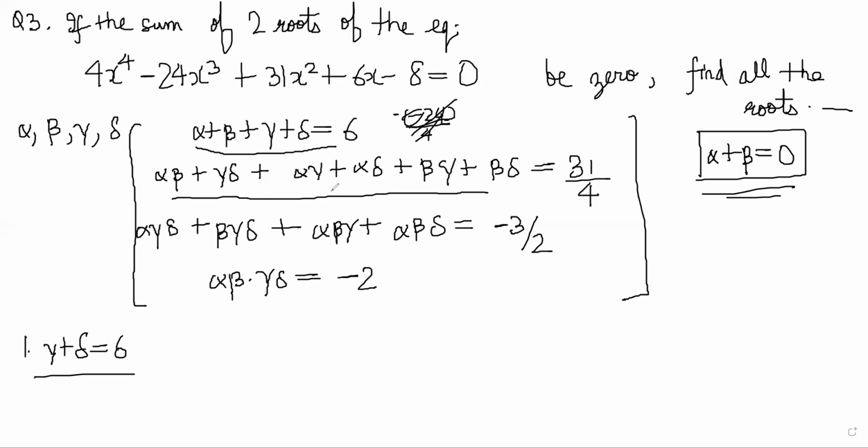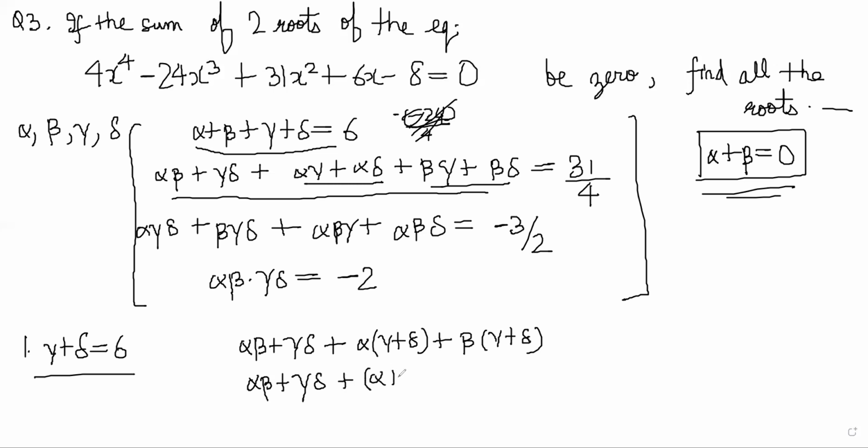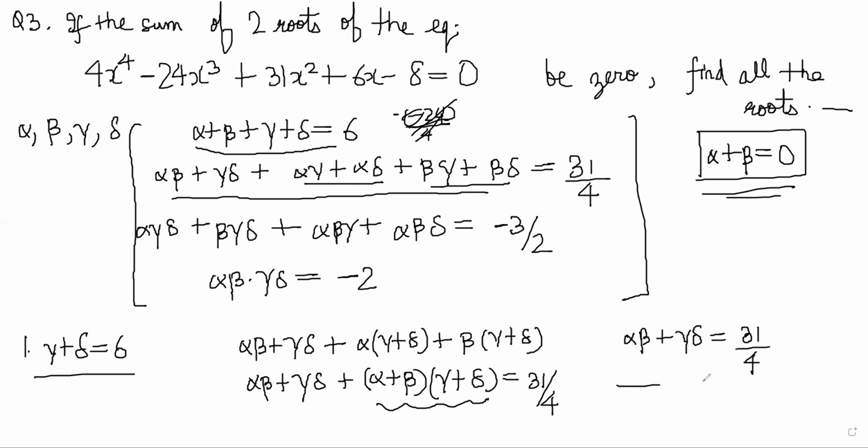Now this equation, let's try to work on this one. So here, if you notice, I can factorize this in a nice way. So what I can say is alpha beta plus gamma delta plus, I can take alpha common here and beta common here. So I'll get alpha times gamma plus delta plus beta times gamma plus delta, right? So I can write this as alpha beta plus gamma delta plus alpha plus beta common, gamma plus delta, is equal to 31 by 4. Now, because alpha plus beta is 0, this term disappears. So we have alpha beta plus gamma delta is equal to 31 by 4. Correct?